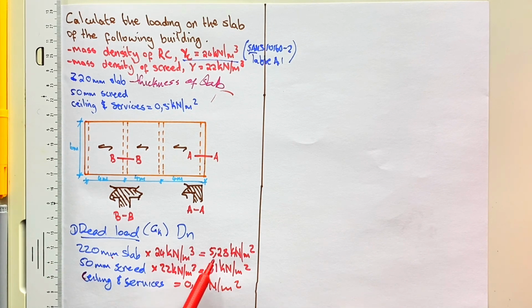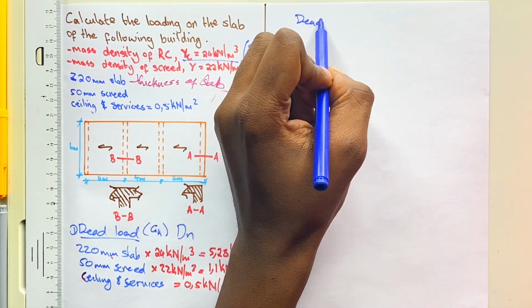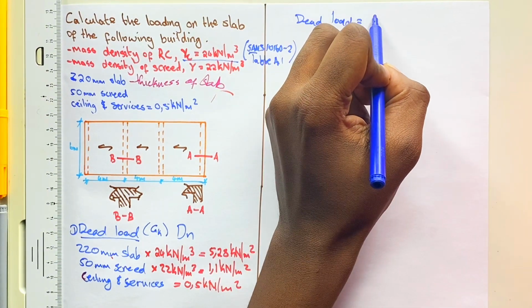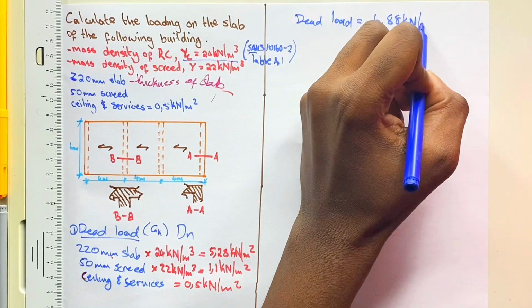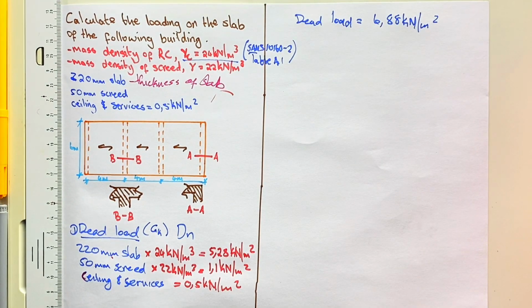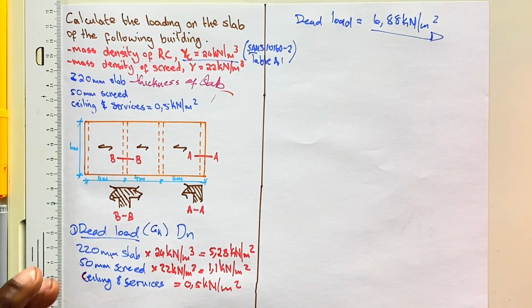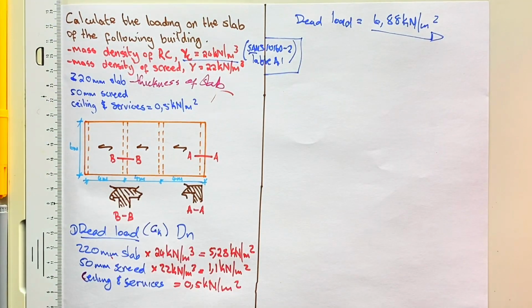So when you take all these and you add them together, you will find that your dead load is equal to 6.88 kilonewtons per meter squared. So this is your permanent load. That includes the self-weight that we find on the slab and the screed. And now that we have the dead load, we can calculate the live load.